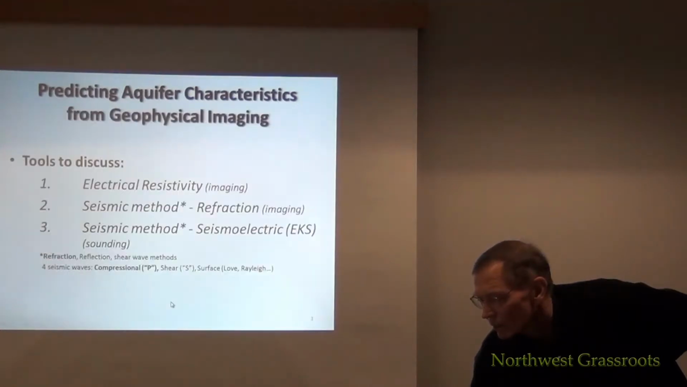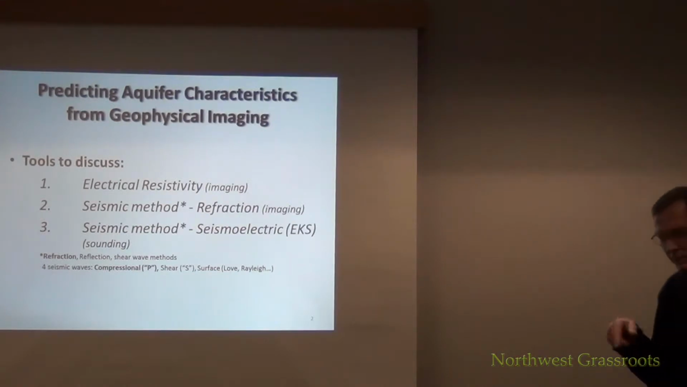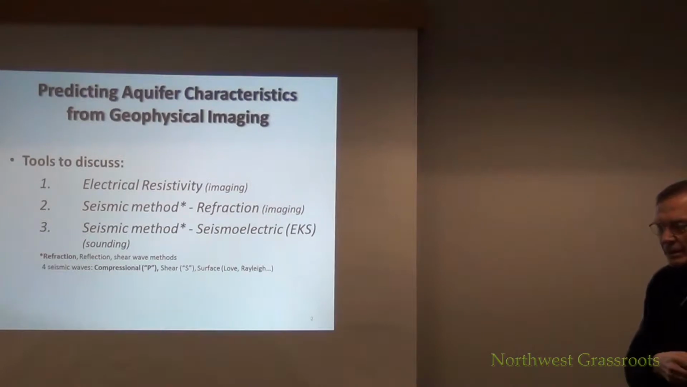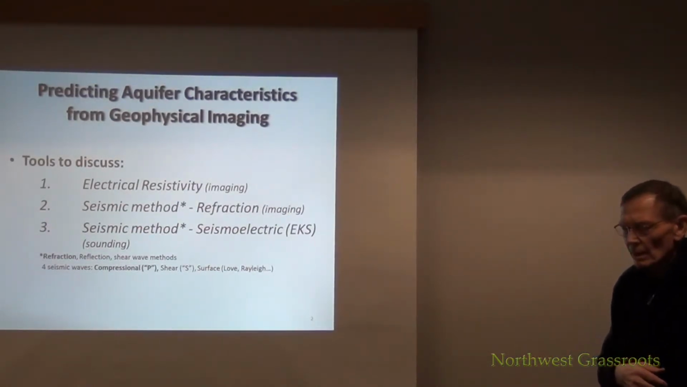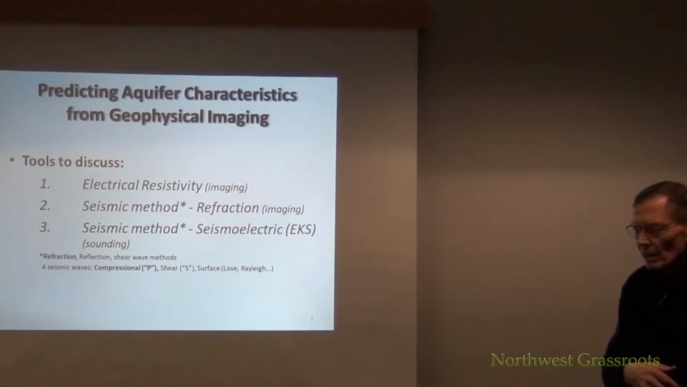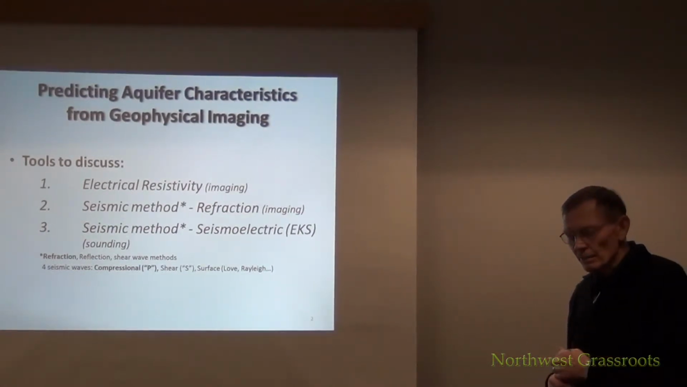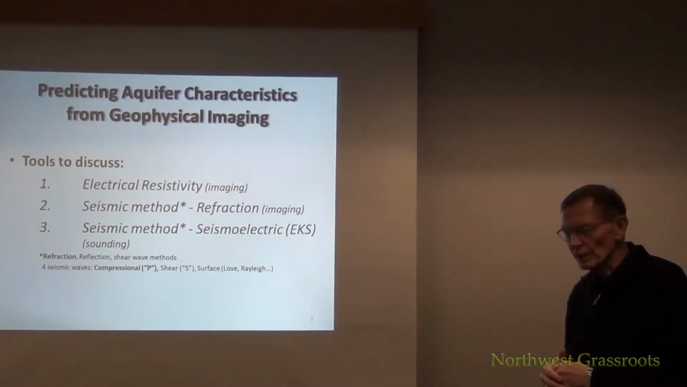So I'm going to go through and talk about 3 methods. They're called electrical resistivity, which is an imaging method with the new technology, seismic refraction, which is another imaging method, and then seismo-electric sounding. I might mention that the refraction uses the very fast seismic wave called the compressional wave. And so I'll show you an example of just how we're using that.